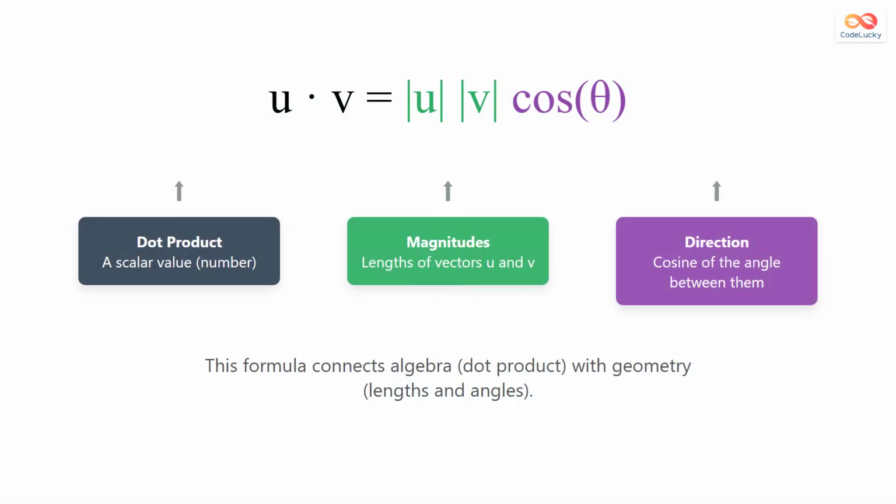Let's break down this geometric formula. On the left, we have the dot product, which results in a single number, a scalar. On the right, we multiply three things: the magnitude or length of vector u, the magnitude of vector v, and finally, the cosine of the angle theta. This formula is the bridge between algebra and geometry.